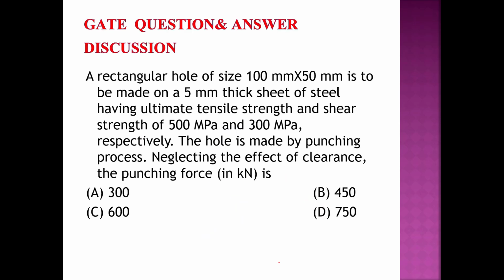Okay. The next question is: a rectangular hole of size 100 into 50 mm is to be made on a 5 mm thick sheet of steel having ultimate tensile strength and shear strength of 500 megapascal and 300 megapascal respectively. The hole is made by the punching process. Neglect the effect of clearance. So we want to know the punching force.